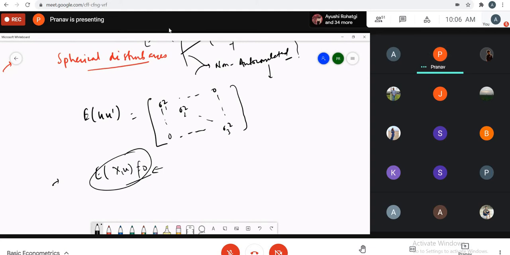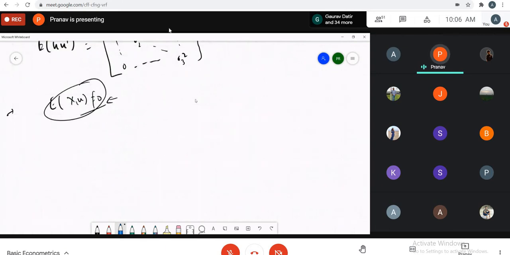Now, apart from the error term that we have in the population regression function, we might encounter problems that are associated with the explanatory variables that we use in the model. Think logically, what might be the problems that are associated with this X?